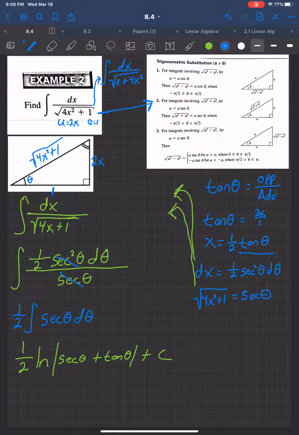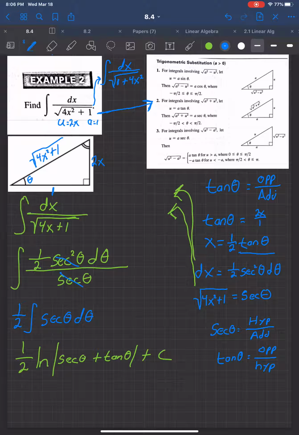So right now, what you need to do is recognize that secant theta is just the hypotenuse over the adjacent, and obviously tangent of theta is the opposite over the hypotenuse.